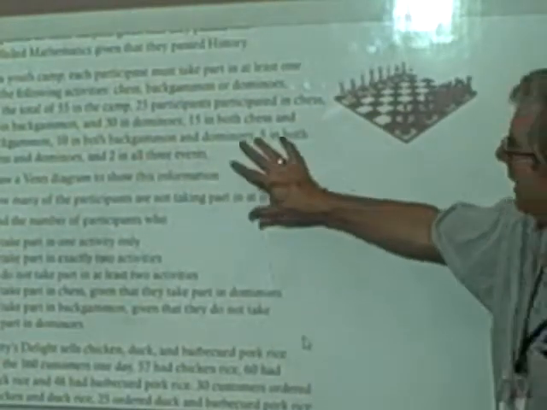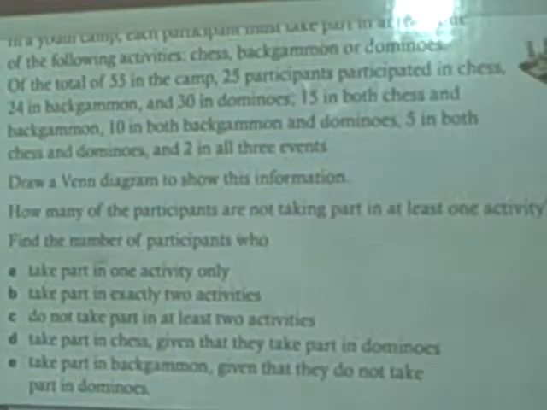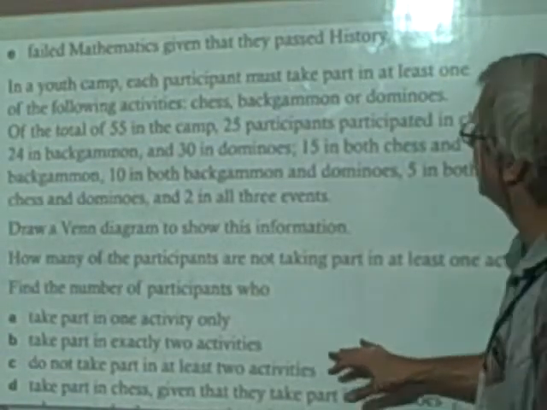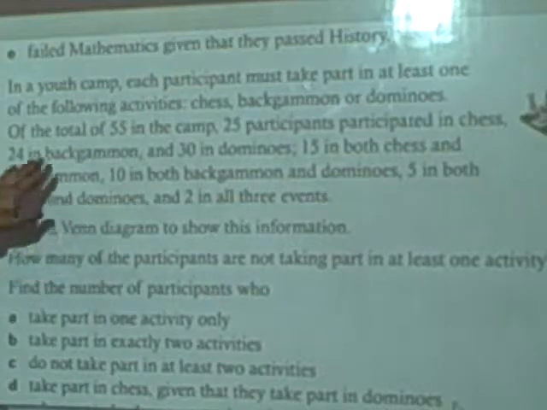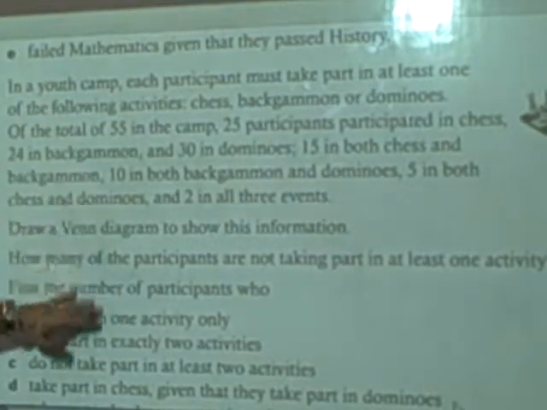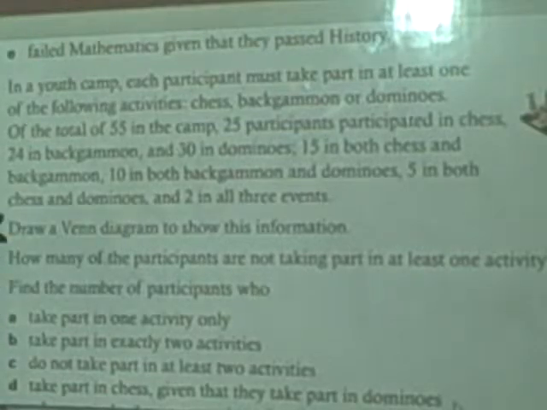Here's number 3. Okay. In a youth camp, let's zoom that in so we can see what's going on here. In a youth camp, each participant must take part in at least one of the following activities: chess, backgammon, or dominoes. You have a total of 55 in the camp, 25 participated in chess, 24 in backgammon, and all these other numbers. And then they ask all these questions, okay? Draw a Venn diagram to show the information. So that's what I'm going to do.